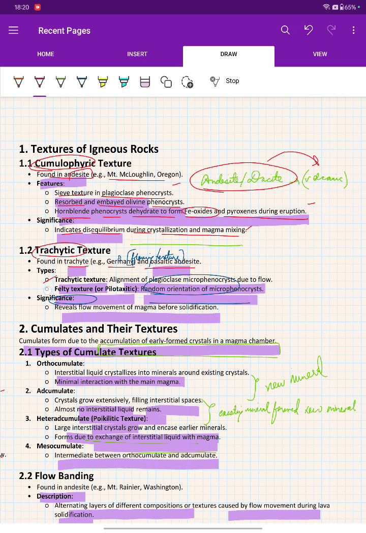Types: trachytic and felty texture or pilotexitic texture. Trachytic is the alignment of plagioclase microphenocryst due to flow, and felty texture or pilotexitic is the random orientation of microphenocryst. Now, significance: they reveal the flow movement of the magma before the solidification. So that's what trachytic textures does.